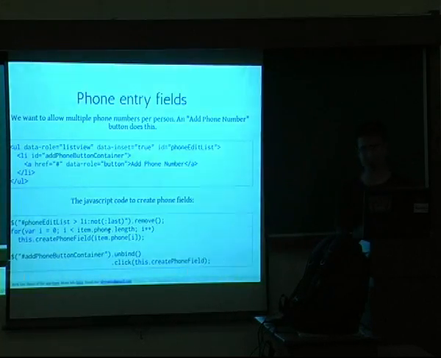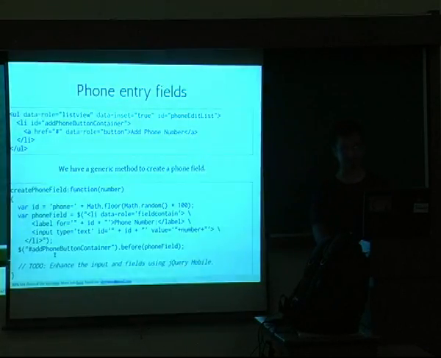So again, we go to each of the phone numbers existing already, and you say create phone field with this particular thing. And you go to the add phone button container, you unbind it because it would have been bound previously. Again, it's not in a pristine state. It's in the same state it was last time. So if you have a click handler, and another click handler, the next time you open the page, you're going to end up having 2 events being fired. Instead, you say unbind and you click and bind it to this dot create phone field.